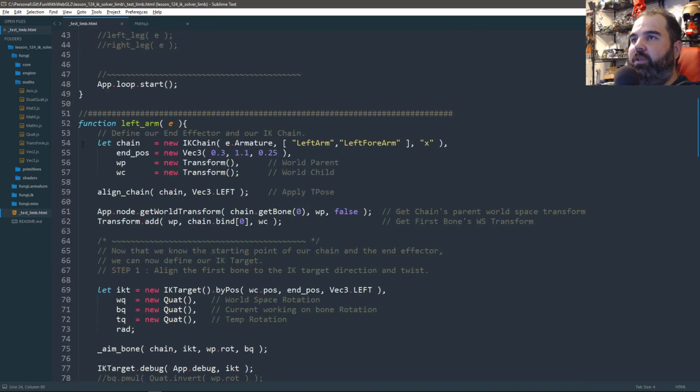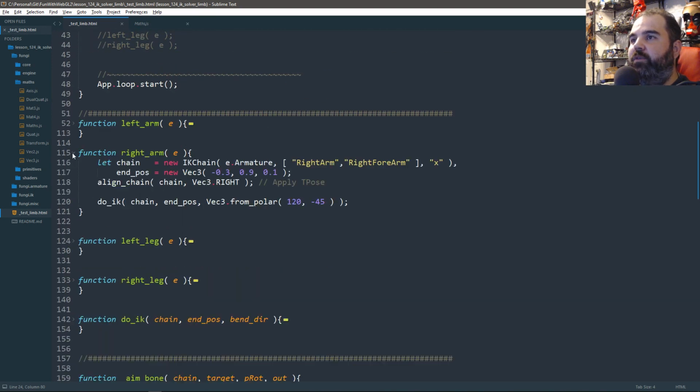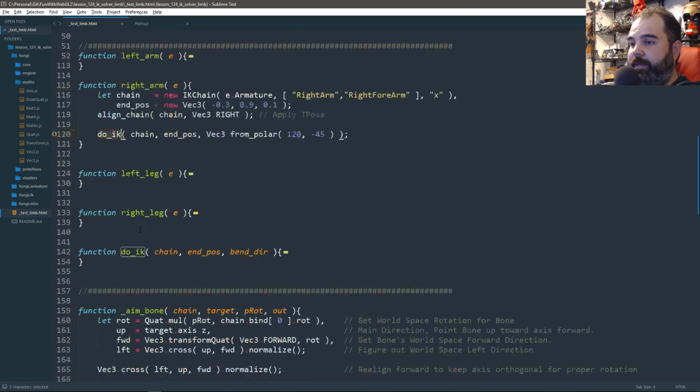So like I say, this is the long version. And then we have the right arm, which I simplified everything down. So we have align chain, do IK.